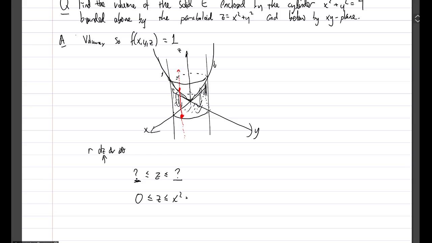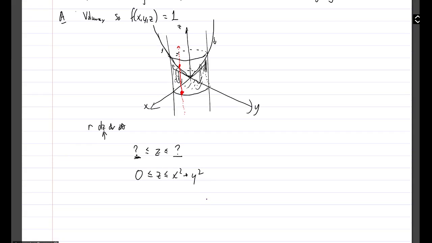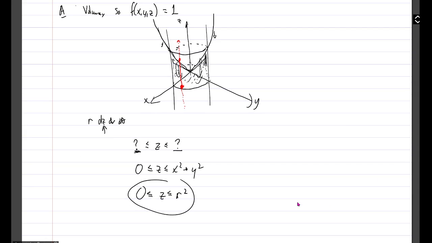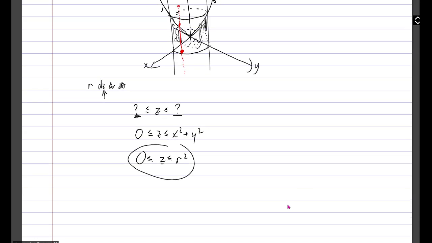But we can't do this. We can't have x squared plus y squared here. We have to do things in terms of r's and thetas. So we just replace this x squared plus y squared with an r squared. Those will be our bounds for the z integral. So let's just hold on to that.